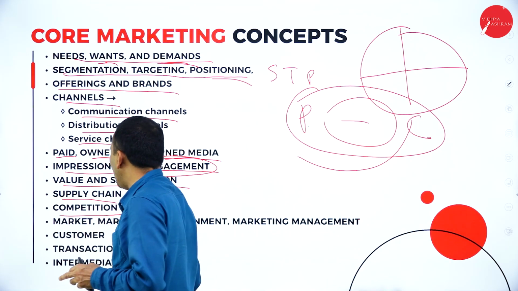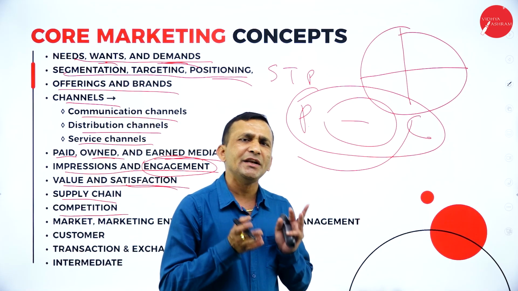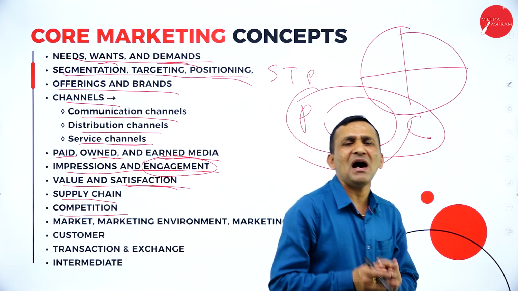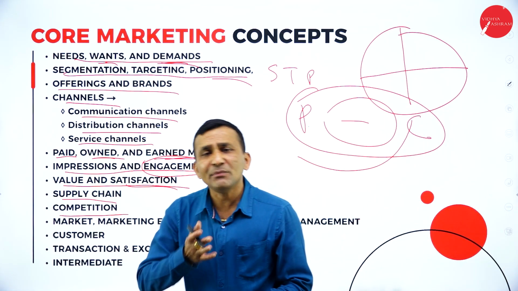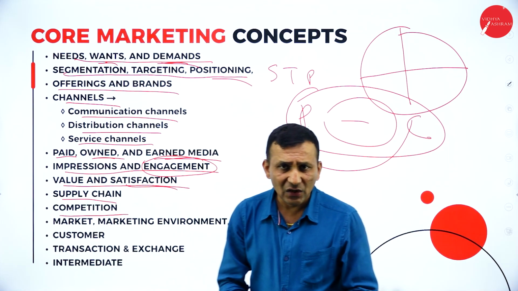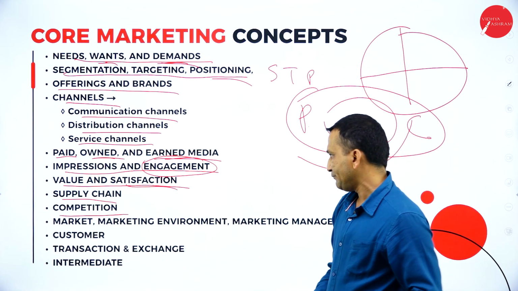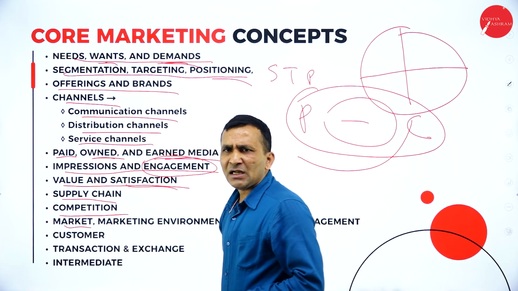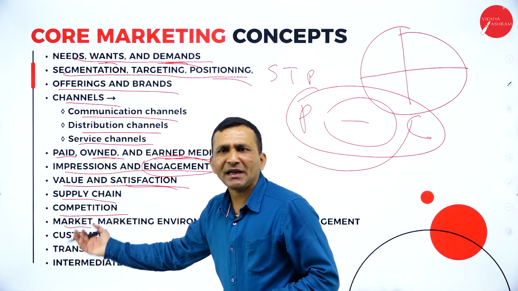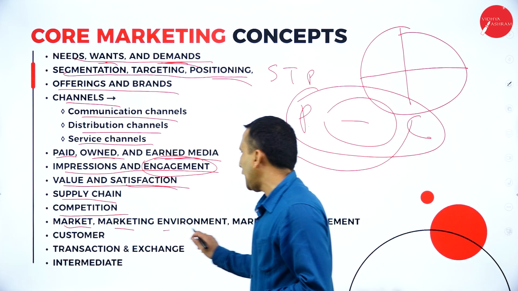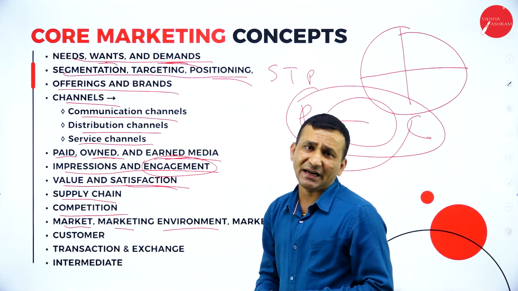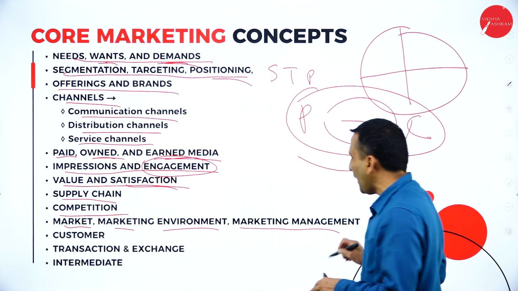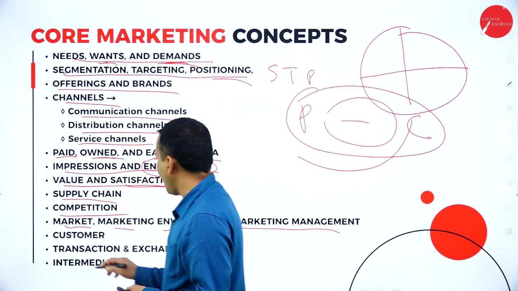And next one, competition. Without competition, you cannot market your product. So you need to study who is my competitor, if the product is already there in the market. And the market, which comes under the core: which type of market you are approaching. And market environment: what are the environmental factors related to marketing your product. And marketing management also comes under the core marketing concepts.